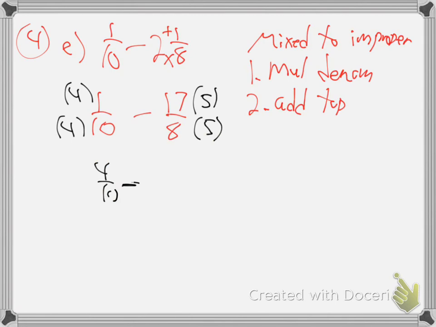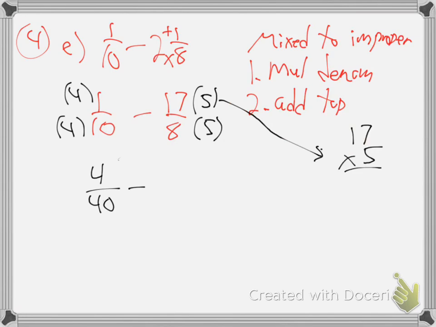4/40 minus, whoops, getting a little scribbly. So 4/40 minus now 5 times 17. So I'll do this over on the side. That's not too big, right? You guys can do that one, 5 times 17 by hand. 5 times 7, 35. 5 times 1 is 5, add 3, 85. 5 times 8 is 40.